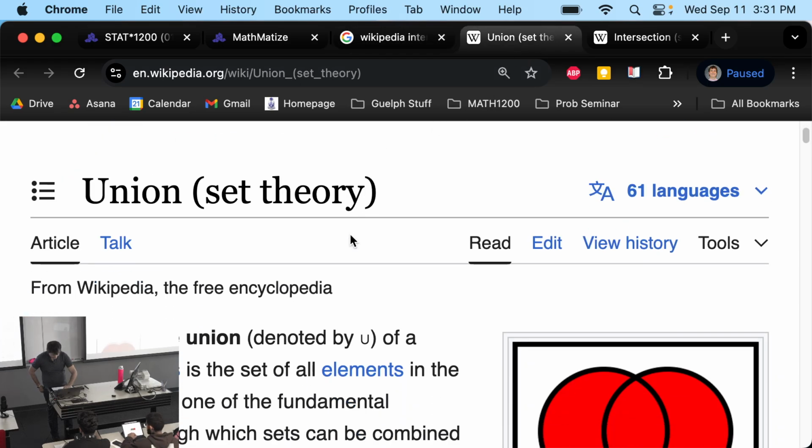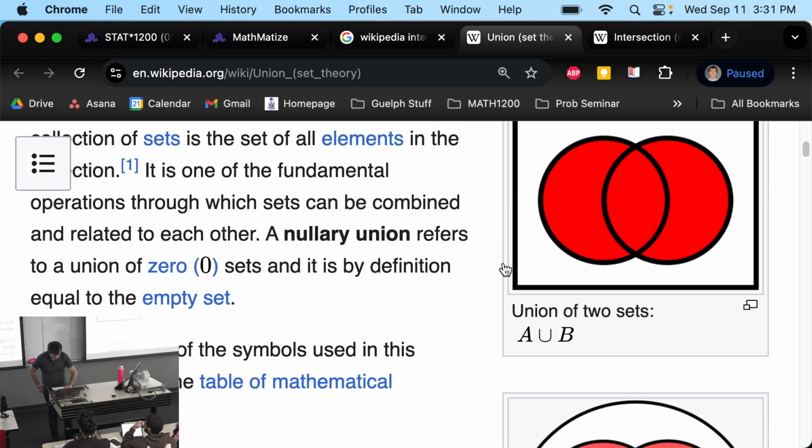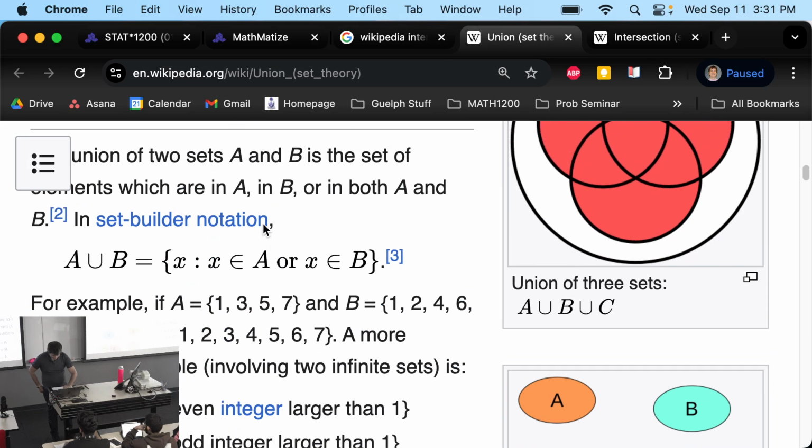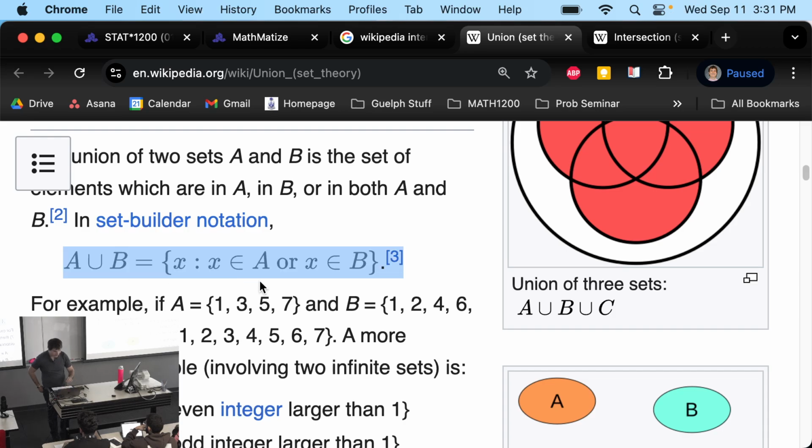So here's the little U, that's a union, there's a nice picture, and here is the kind of definition you were given last class. So if you have A union B, this curly bracket means set, so we're talking about a set of things, and this is the set of things where X is in A or X is in B, that's union. The funny E-shaped symbol means in.